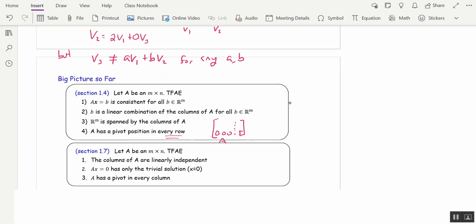Remember, A is the coefficient matrix. And then pivots in every column, that's testing for linear independence. So Ax equals 0 has the trivial solution if and only if A has a pivot in every column. That's so that Ax equals 0 has no free variables.